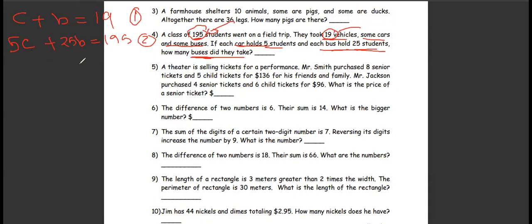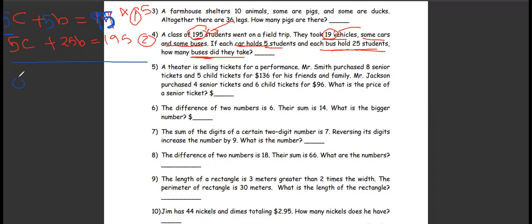Let's solve it by elimination. Okay, I'm going to multiply the first equation by 5, so it's going to be 5c plus 5b. 19 times 5 will be 95. So it's going to be 95. So let's subtract the first one from the second one.